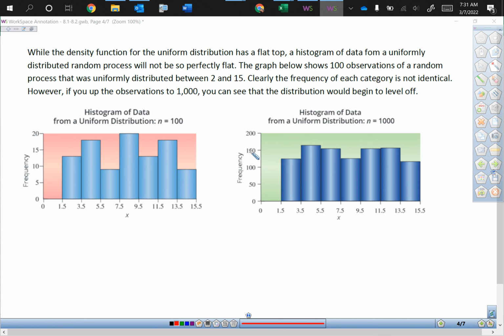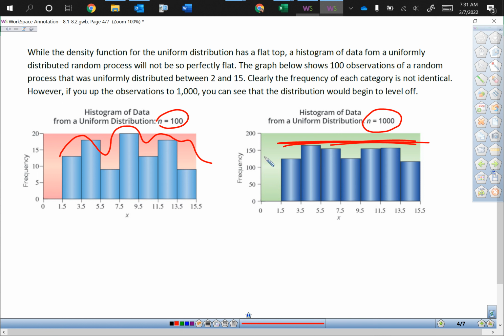So if you'll notice, when we have 100 observations, it's a little bit wonky in here. You can see that it's not perfectly flat like we were dealing with in the past. But when you up the observations to 1,000, it gets a little better. They're all leveling off. And the higher the observations, the closer it is going to be to perfectly flat. You can notice that by just the number of observations.